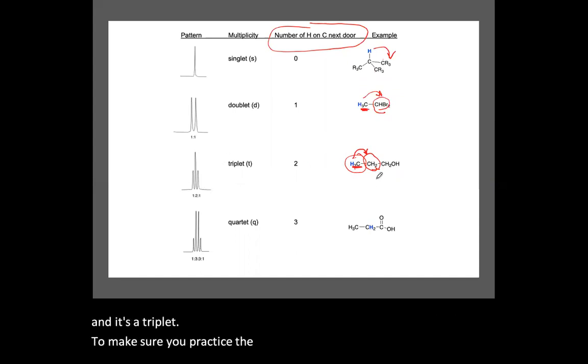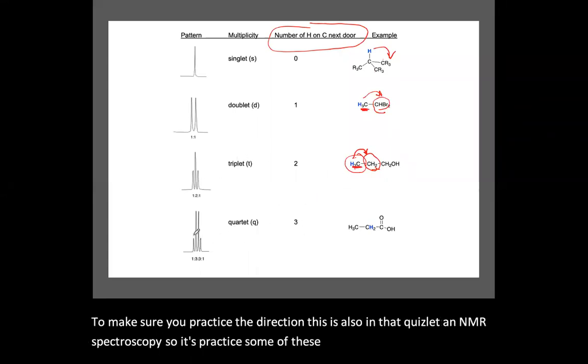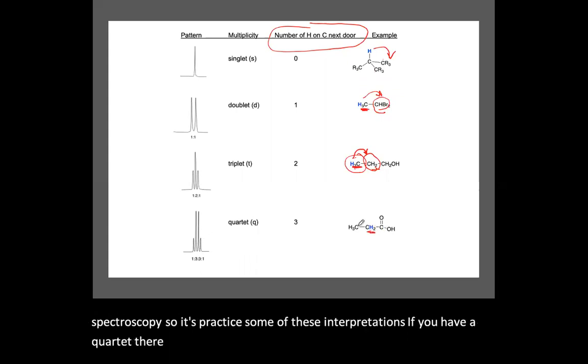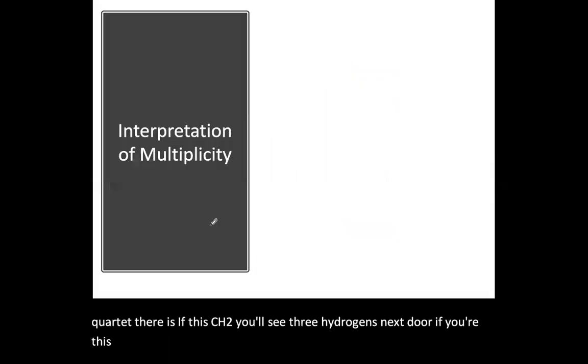This is also in that Quizlet on NMR spectroscopy. So practice some of these interpretations. If you have a quartet, if you're this CH2, you'll see 3 hydrogens next door. If you're this CH2 and you see 3 hydrogens, it's a +1, it's a quartet.